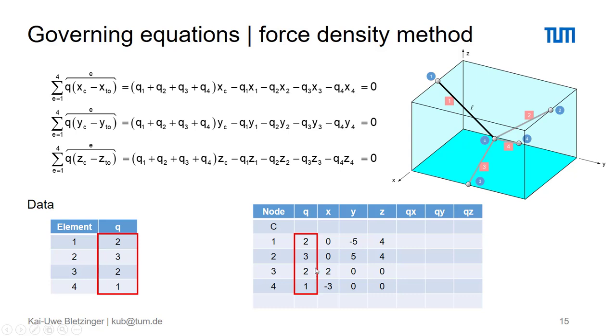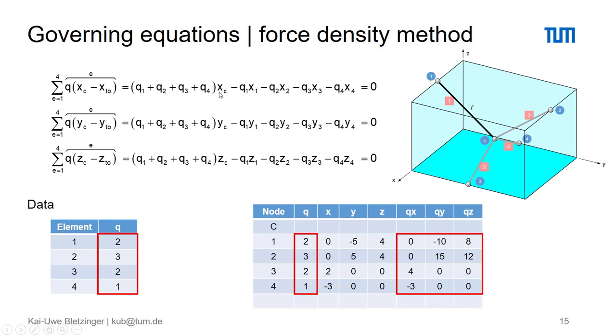Then we can easily see what we have to do. So for element 1, q times x gives 0, again q times x gives 0, q times x gives 4, and 1 times minus 3 gives minus 3. Pretty easy and simple, straightforward. We do that also for the products of q times y and q times z.